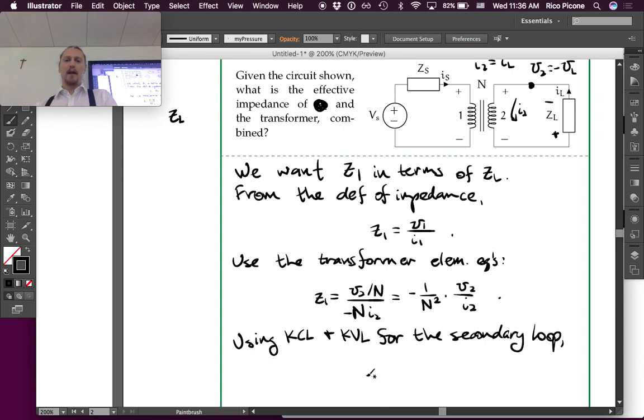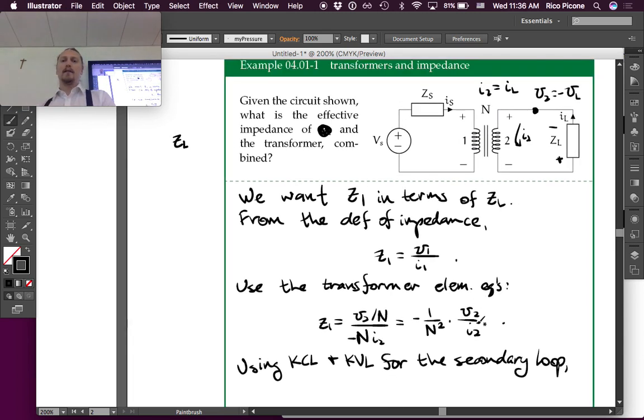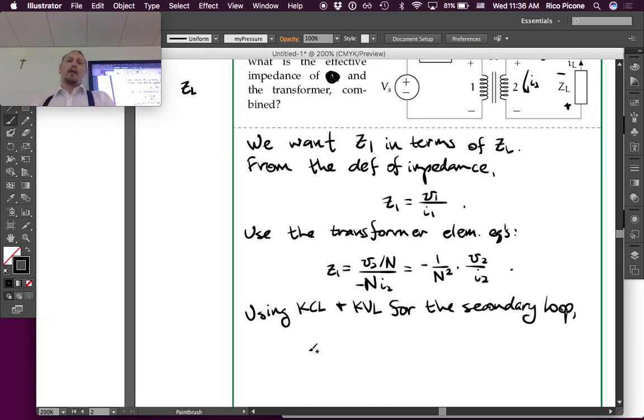We see that we can insert for V2 and I2 these two expressions, right? And the only thing that really changes is I2 becomes IL, V2 becomes negative VL, so we just pick up a negative sign as we do that. So our Z1 is equal to, I'll just cancel it with this negative sign, so we have 1 over n squared times VL over IL.